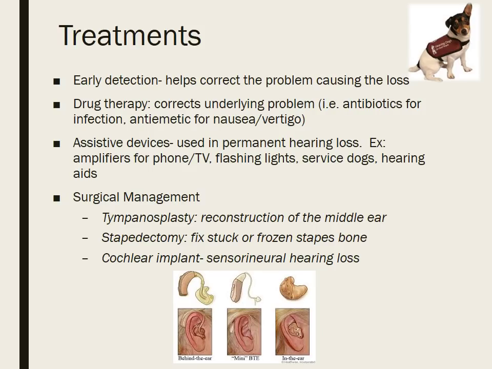So treatment. Early detection is really important. We want to figure out what's causing the problem so that we can help to prevent and stop further hearing loss. There's different drug therapy that can be done as well, and drug therapy is really meant to treat the underlying problem. It might help to prevent further loss.